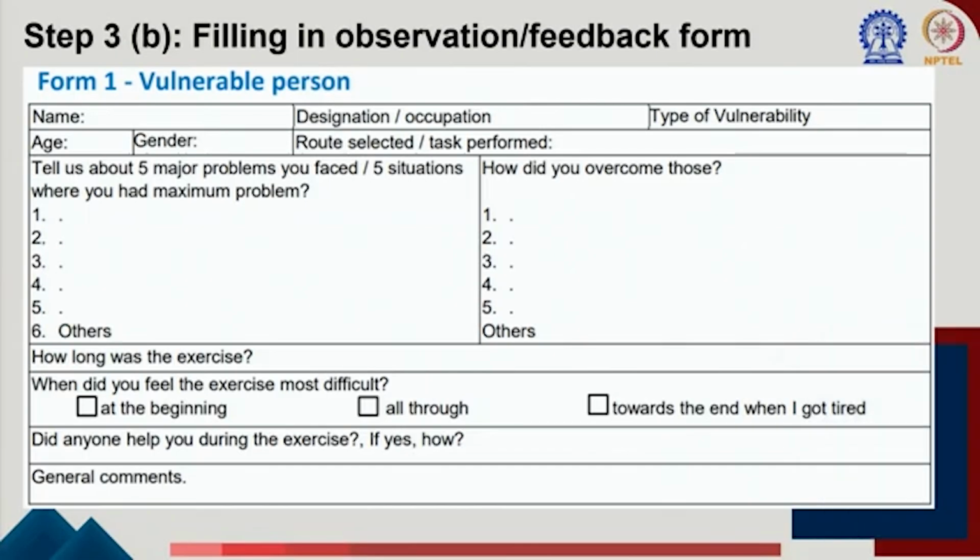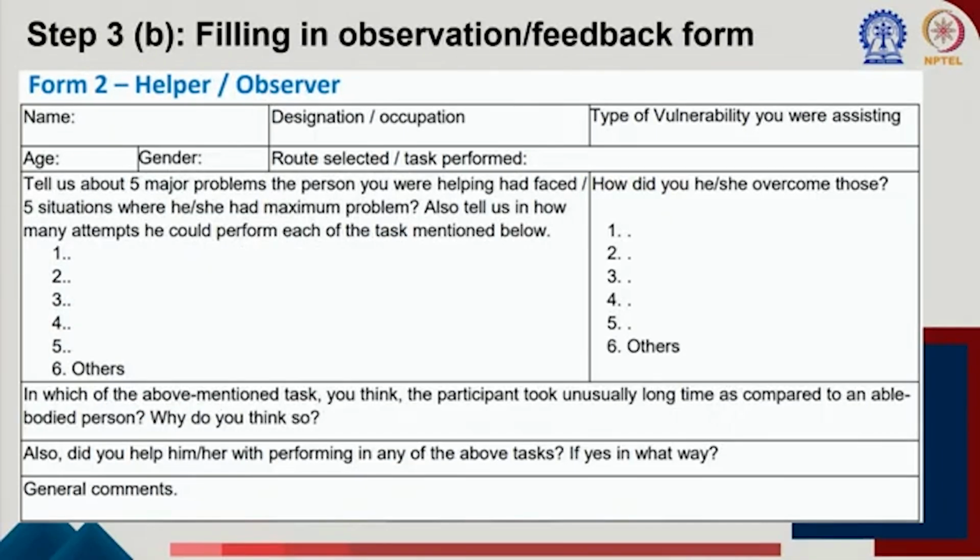Now for the vulnerable person, the questions were basic things: age, gender, type of vulnerability, and then tell us about 5 major points and problems you faced, 5 situations where you had maximum problem, and how you overcame those. How long was the exercise? Which part was most difficult? When did you feel more tired? And this was for the helper and the observer.